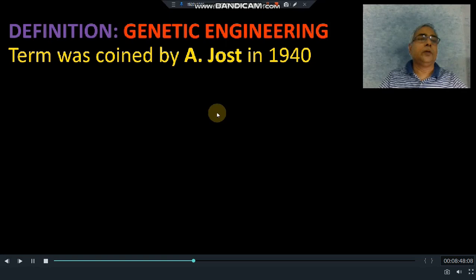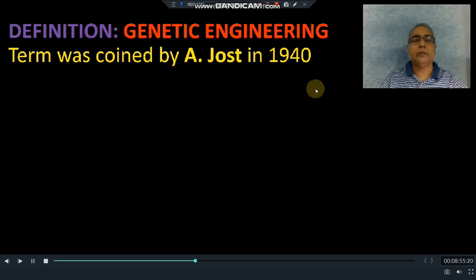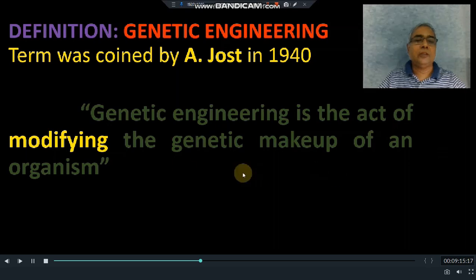Now, another term, that is genetic engineering. This term was given by A. Jost in 1940. By this genetic engineering, we are now in a position to modify the genetics of any organism, whichever you want to change. According to the definition, genetic engineering is the act of modifying the genetic makeup of an organism.